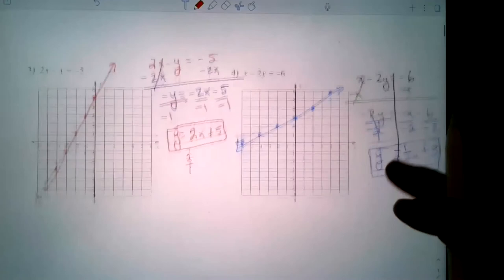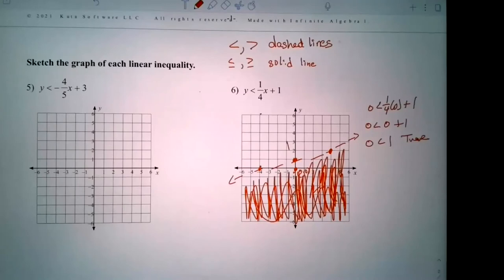So let's look at number five. So five, we jump into inequalities. And a couple of things I was looking for: again, did the line go through the y-intercept? If it did not go through the y-intercept, I automatically marked it wrong. Okay.